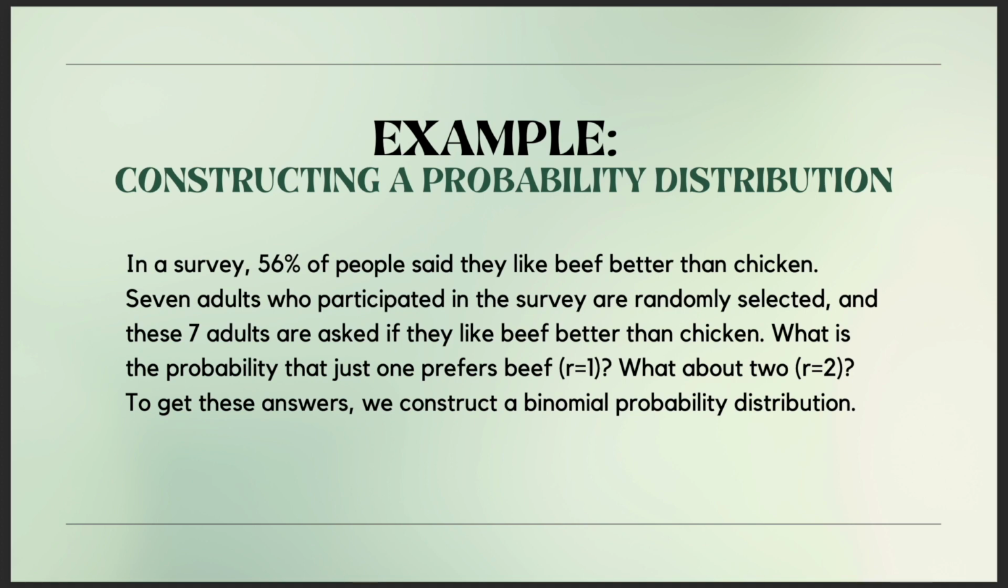I have defined liking beef better to be a success and liking chicken better to be a failure. That is my own preferences being superimposed on this problem. You could define it differently. What is the probability that just one prefers beef? That's going to correspond to R equals 1 because I am saying that liking beef is a success. What's the probability of exactly 2 preferring beef over chicken? And so on. We're going to find the probability of exactly 3, 4, 5, all the way up through 7. And to do this, we construct a full probability distribution where we compute this for every possible value of R.